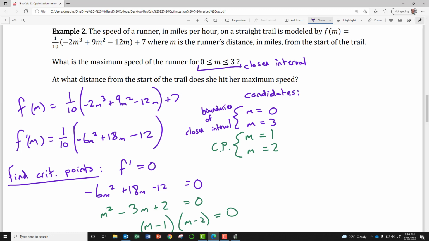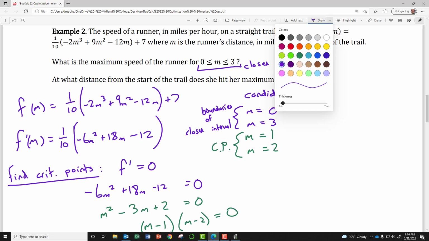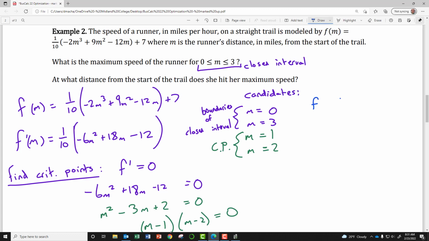But I have to check out all of these candidates by plugging them into my function and seeing what value I get. So if I write f evaluated at 0, f evaluated at 3, f evaluated at 1 and f evaluated at 2, I can find the speed of my runner at each of these points. And then I just look and see among these four options, what is the maximum speed.